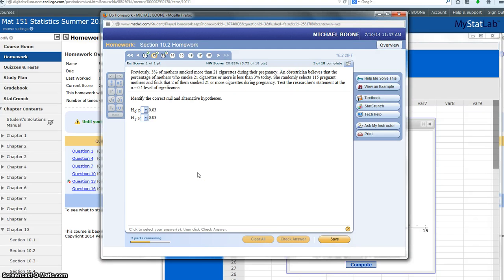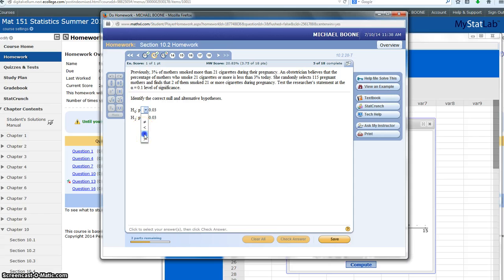Alright guys, on chapter 10 section 2 there were a couple of problems that were asked about, and very good questions, because the first time I did it I missed it, because I was failing to use the whole idea of n times p times 1 minus p has to be greater than or equal to 10. If we're looking at this problem to set up the null and alternative hypothesis, we can do that.